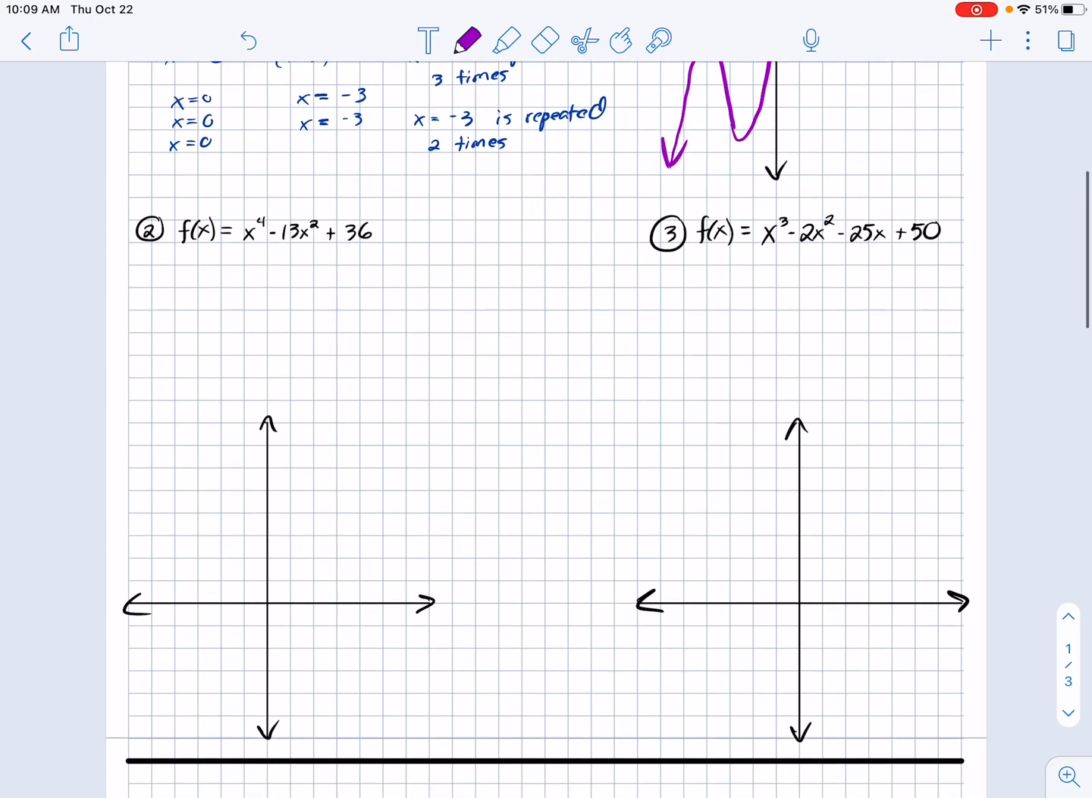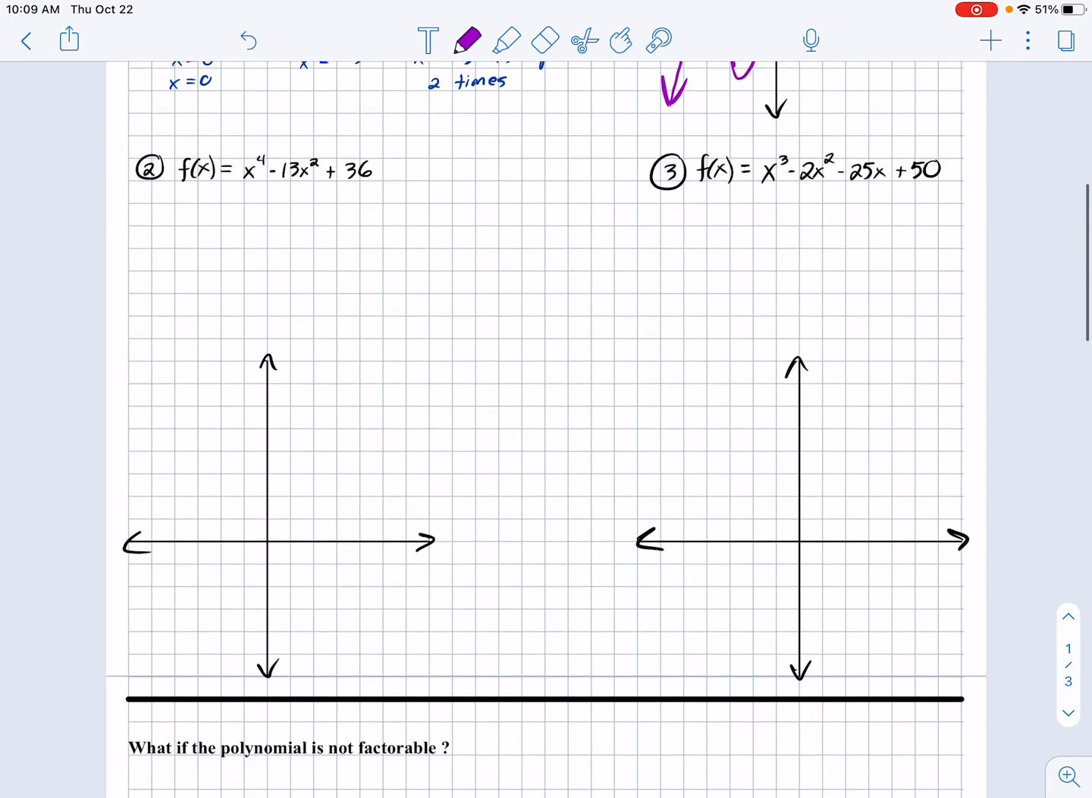Okay, let's try one more where we find the roots and then we just use Desmos. We'll sketch the graph together and then we'll go use Desmos and see how we did. Let's try number 2 together, okay? Remember, we're factoring to find the roots. Set the function equal to 0. Anytime you see a polynomial have a degree of 4, 2, and then 0, this is in a quadratic form. So this can factor, or at least we can check to see if it factors.